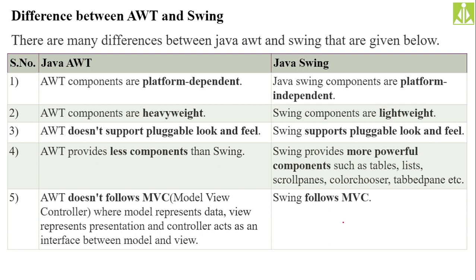And AWT is heavyweight, as I already explained. Why it is heavyweight is because it consumes a lot of computer resources at the time of execution, which is not advisable. Whereas Swing components are lightweight, they consume fewer computer resources. Then the feel of plug and play we will get only in the case of Swing, which is not available in the case of AWT.